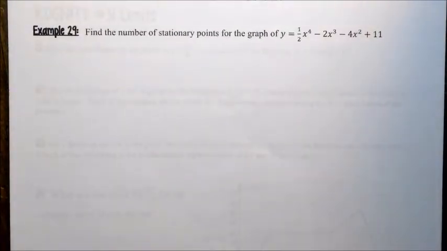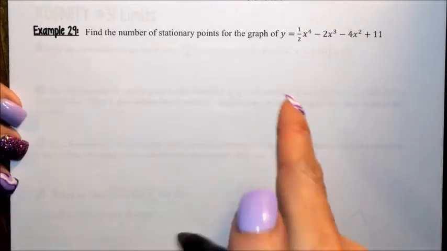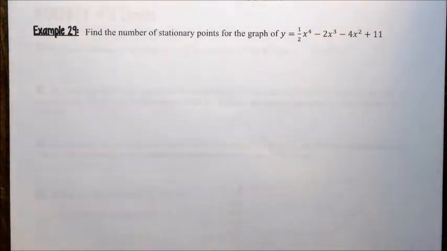There it is. Find the number of stationary points for the graph y equals 1/2 x to the 4th minus 2x to the 3rd. Oh, I already did that one. Minus 4x squared plus 11. Okay, stationary points. Turning points. We just want to know the turning points. So let's take the derivative of this so we can figure out the turning points.